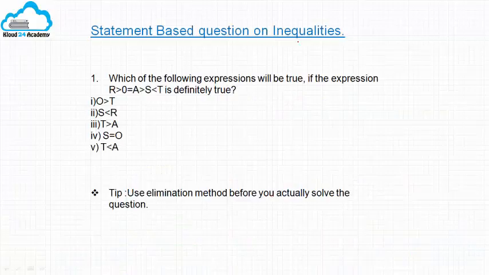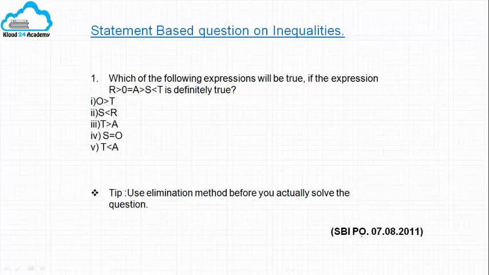Statement-based question on inequalities. This question appeared in SBI PO 2011 examination. Which of the following expressions will be true if the expression R greater than or equal to A greater than S less than T is definitely true? So these are the expressions, which of them will be true?